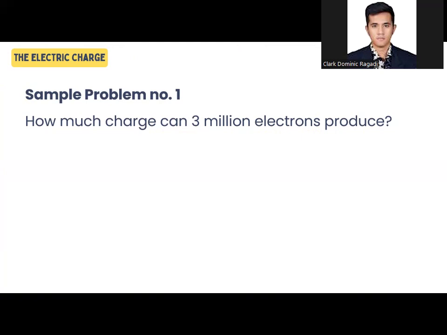So we're looking for the charge. So we're looking for Q. Let's start by writing the given. We are provided with the number of electrons. So we have 3 million electrons. So n is equal to 3 million, that's equivalent to 3 times 10 to the power of 6 electrons.